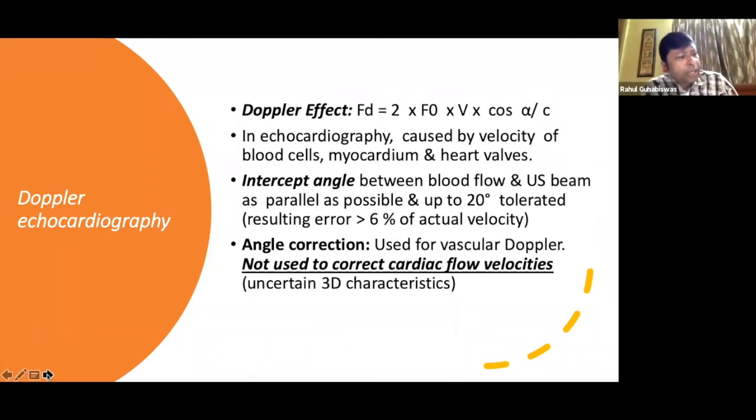Coming to Doppler echocardiography controls, it is not possible to explain the Doppler principle and the Doppler equation, which calculates the Doppler frequency shift. However, two things are important for practice and need to be remembered. One, the angle between the ultrasound beam and the axis of the blood flow shouldn't be more than 20 degrees and ideally parallel to avoid erroneous calculation of blood flow velocities. And two, angle correction, which is frequently used in vascular Doppler, should never be used in cardiac ultrasound.